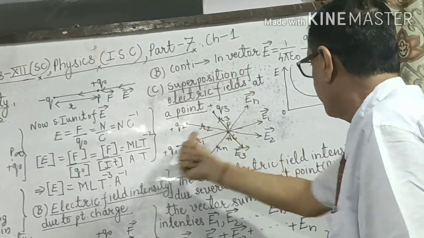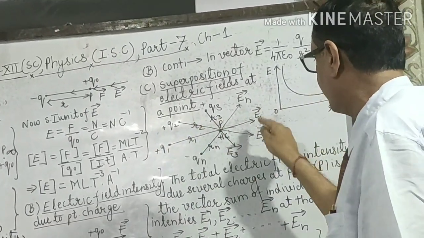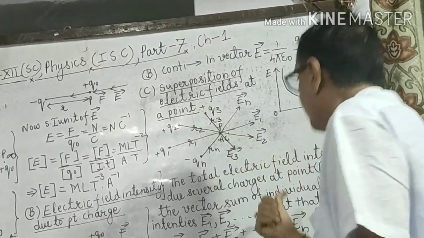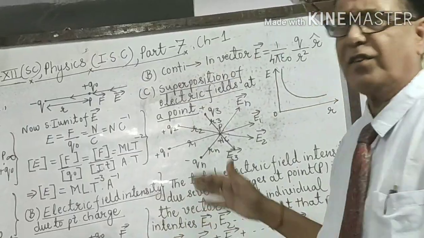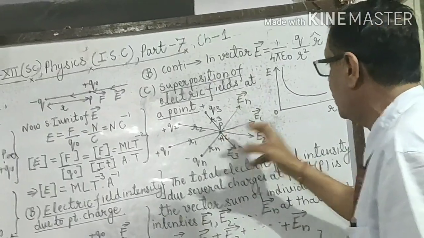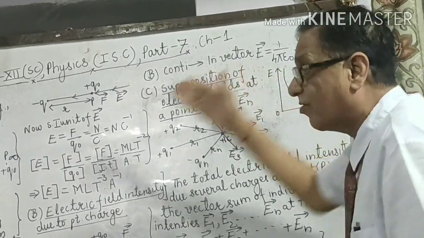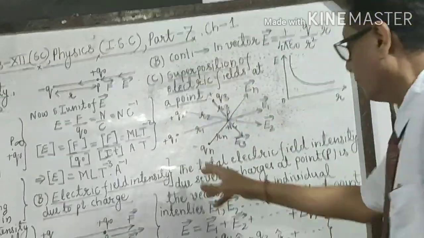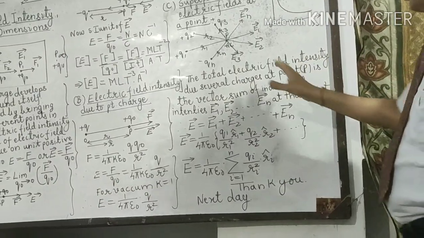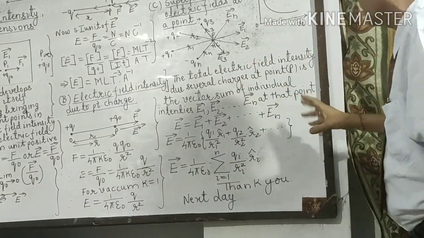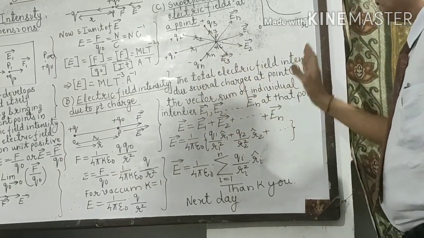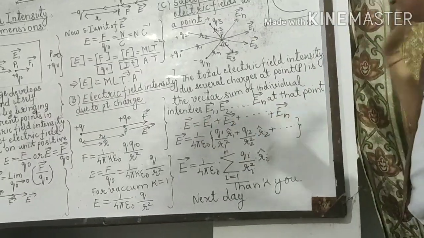Q1 will exert repulsive force. So this is the direction of E1. Q2 repulsive force E2. Q3 repulsive force E3, like this. These stable charges can be negative charges also. So to calculate the total E at point P, you have to add all these E's by vector method. So this is the principle of superposition of electric field, that the total electric field intensity due to several charges at any point in that region is the vector sum of individual intensities E1, E2, up to En at that point. In this way you can write.